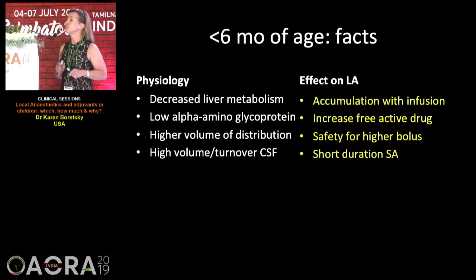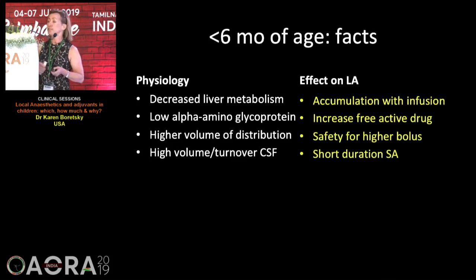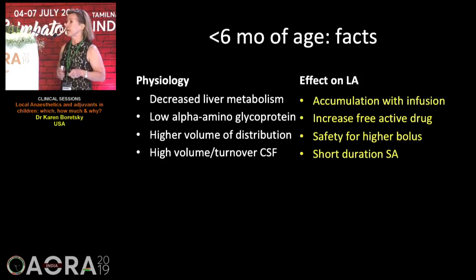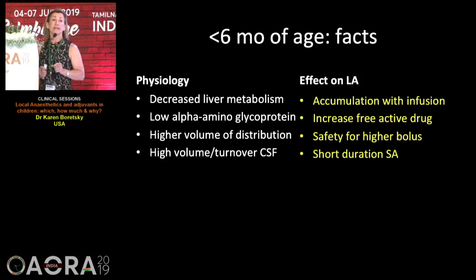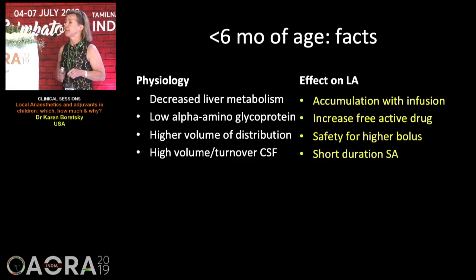So how do these physiologic nuances affect local anesthetics? With decreased liver metabolism, we worry more about accumulation with long-term infusions. With low proteins, we worry about increased free drug, and it is the unbound local anesthetic that causes toxicity, so we have to worry about that more in infants because of the low proteins.